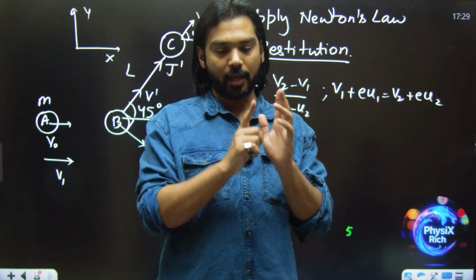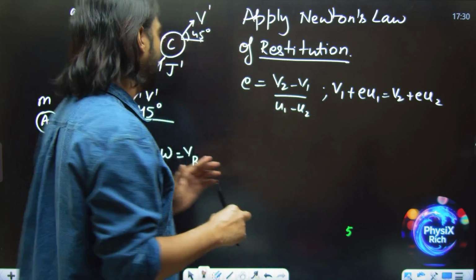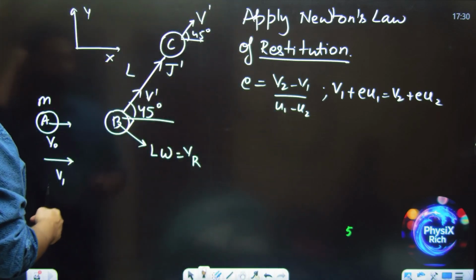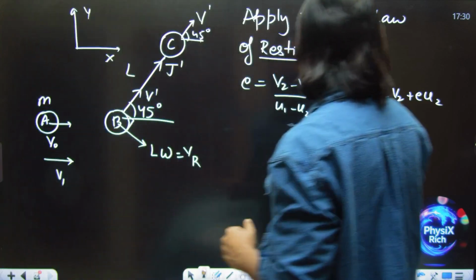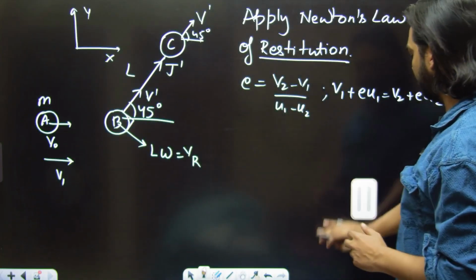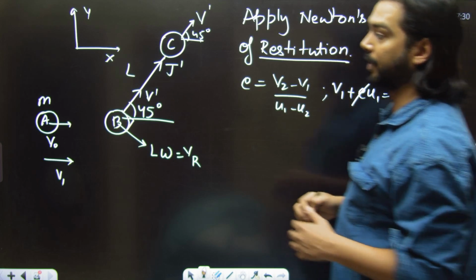A hits B and A applies impulse on B, B applies impulse on A, and along that line you have to apply Newton's law of restitution. So how will we do it, guys? We'll start substituting values. By the way, one very important thing, E is given to be equal to 1 in this question because this is a perfectly elastic collision.